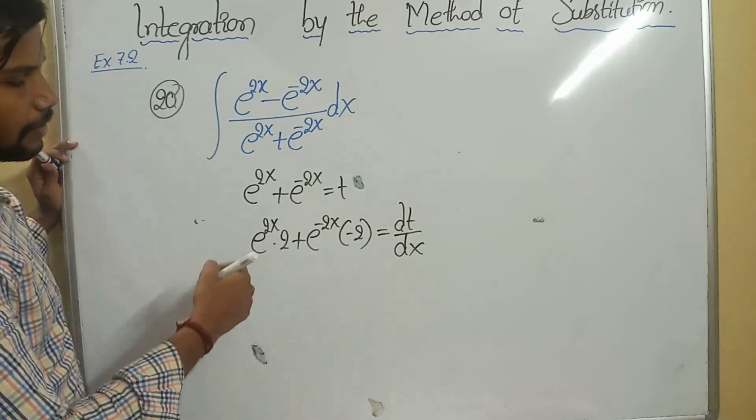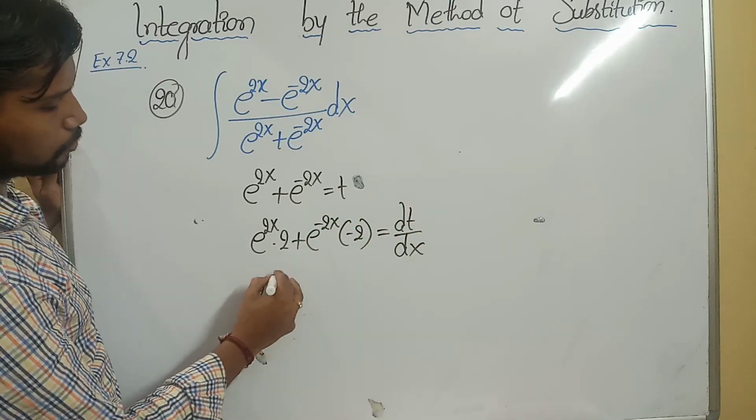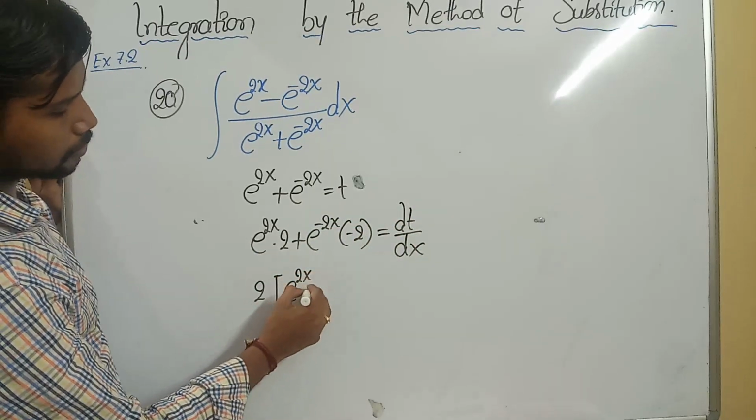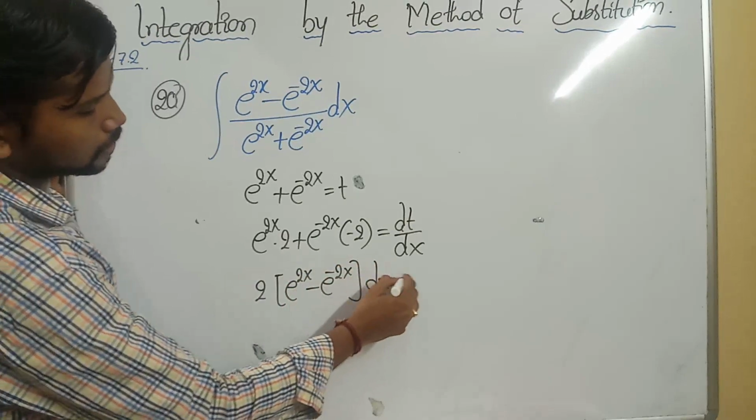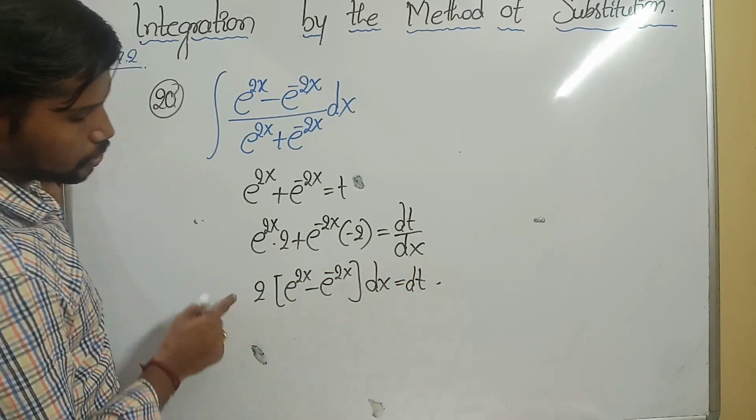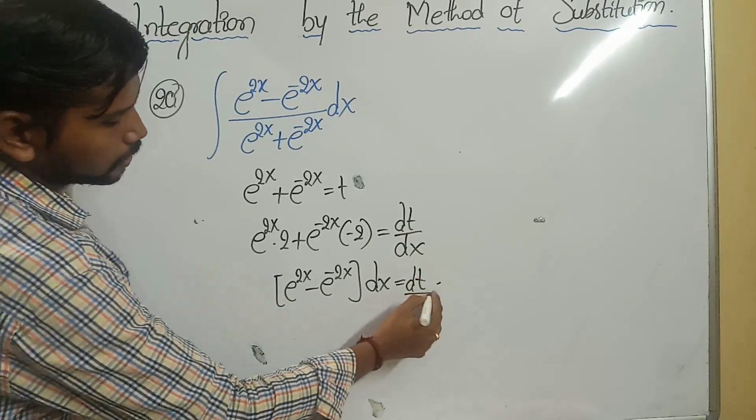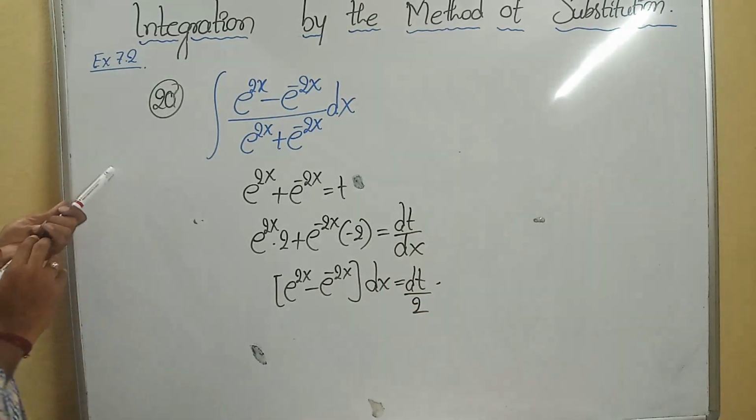Got it? Now I'd like to take 2 as a common term. What's the remaining? e to the power 2x minus e to the power minus 2x. So dx on the left-hand side is equal to dt, and this 2 will be on the right-hand side. Got the point clearly?